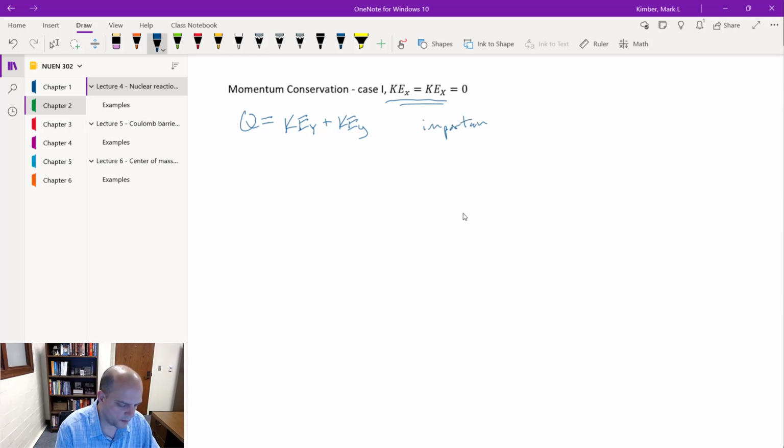And so we'll just make a note here. The important example of this is decay. And so I've got a heavy nucleus. This is meant to be a lot of nucleons here. And I'm going to eject an alpha particle.